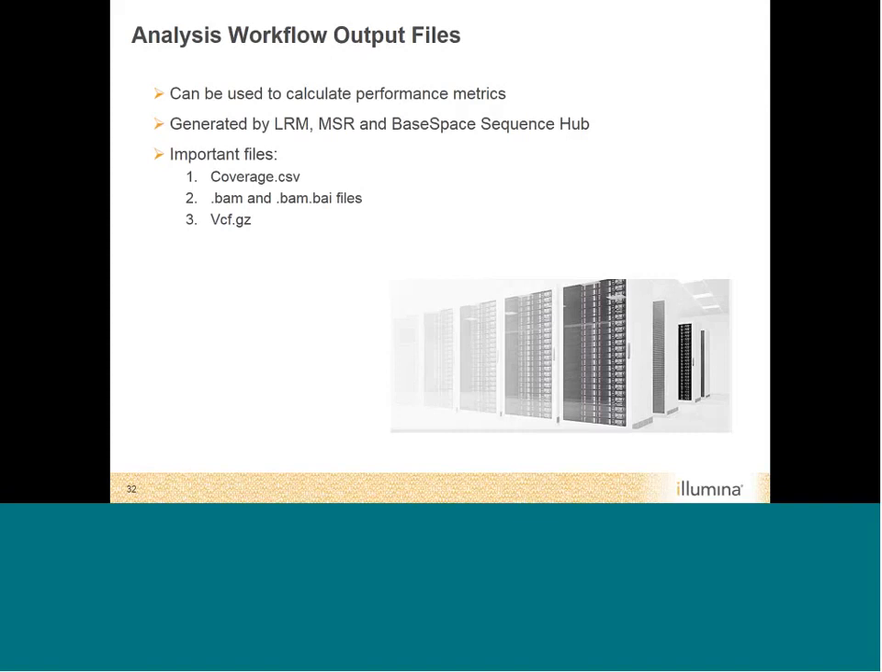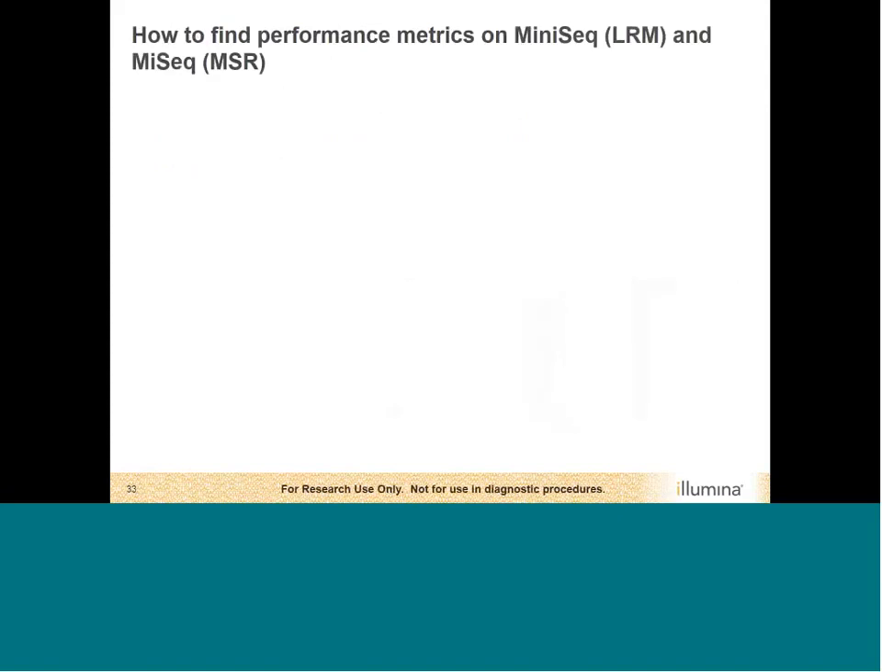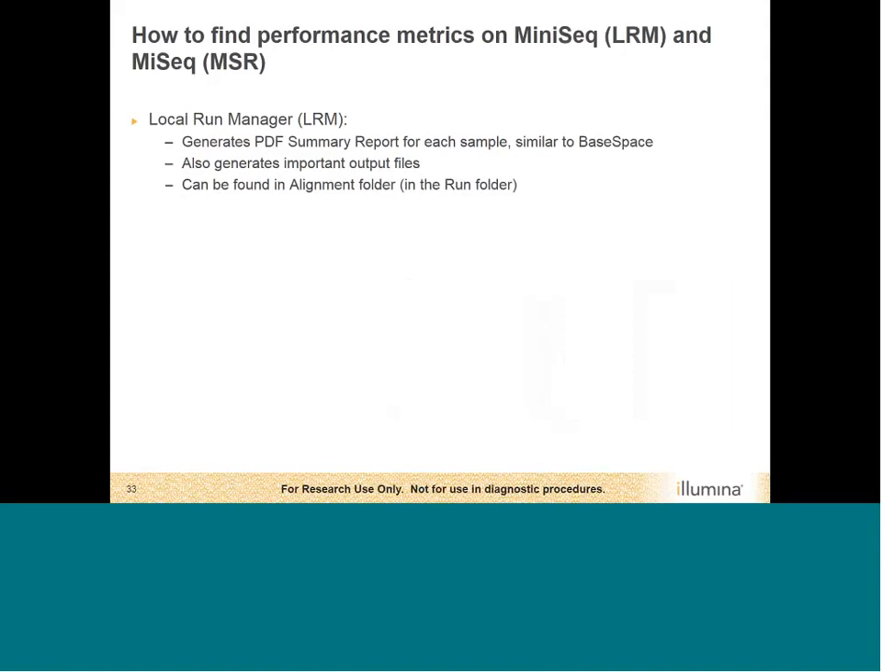If you've ever worked with us here at Tech Support, you may have been asked to provide us with these files. We use them often for our analysis and to help you understand your results better. So where do you find those? I wanted to give you an overview here on this slide. So in Local Run Manager, of course, you're also getting the PDF summary report for each sample, very similar to what we just looked at in BaseSpace, but it also generates these important output files, and they can be found in your alignment folder in the Run folder.